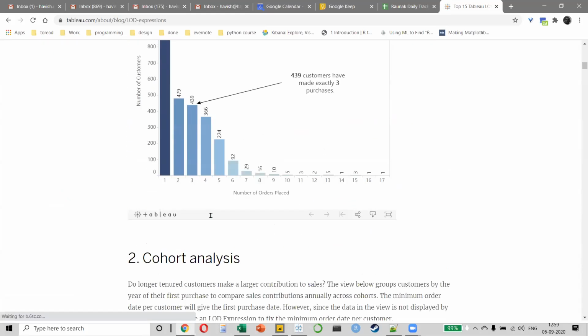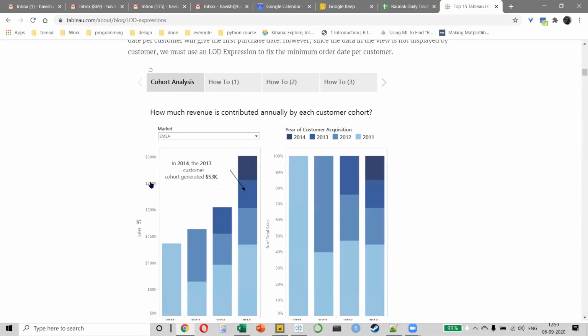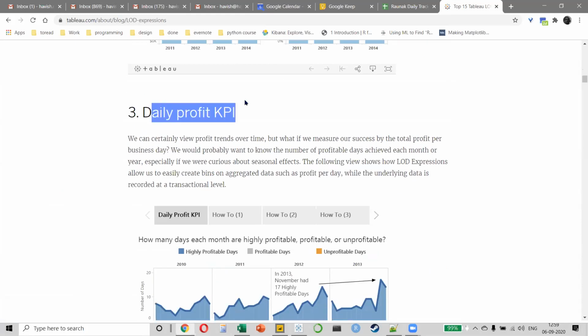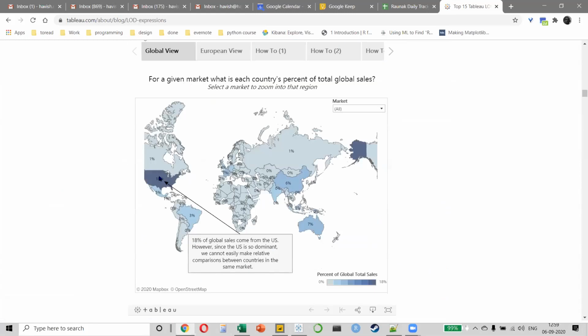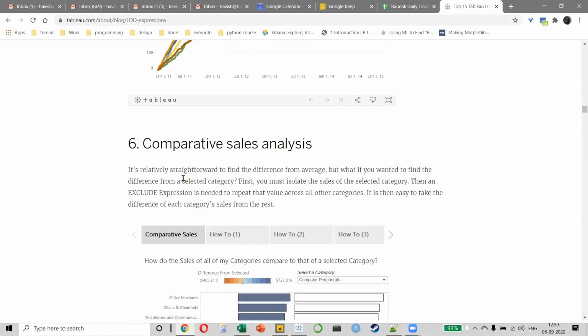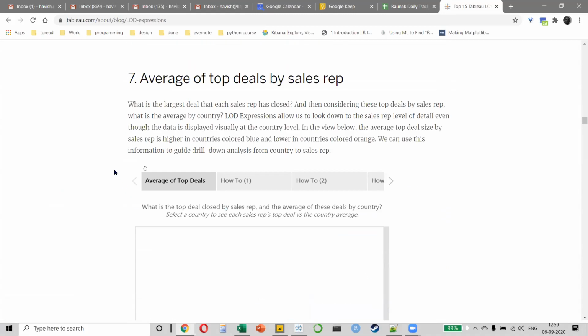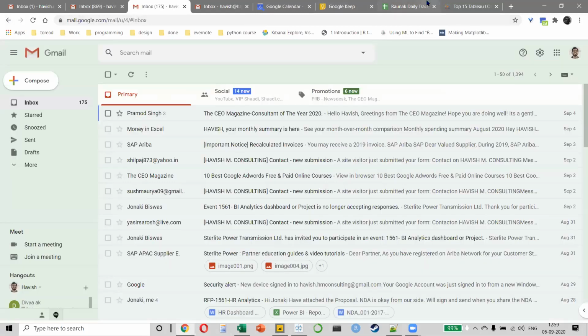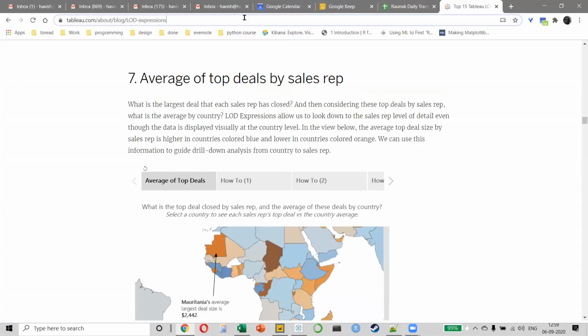So they have looked at customer order frequency, customer cohort analysis, right? Finding out certain KPIs, percent of total and all is easy. Customer acquisition, very, very important. Right? And like this, there are different common things that organizations across the world are using. So what I'll do is I'll just copy this link and I'll share it with you.